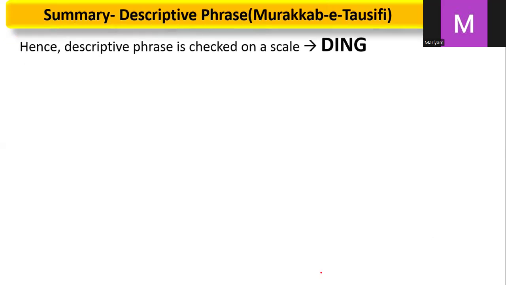So we can summarize that a descriptive phrase is checked on a scale of 10. That's quite obvious, because we are extending the noun part. If you're extending the noun part, that means you need to take the DING properties, because this is the noun. So rajulun tawilun, I have two words. Rajulun is the noun, and tawilun is the adjective.